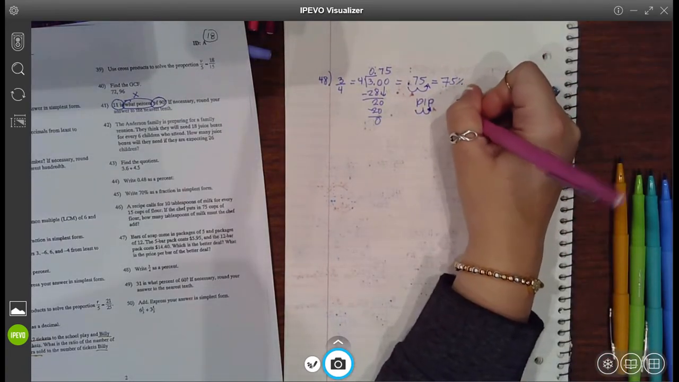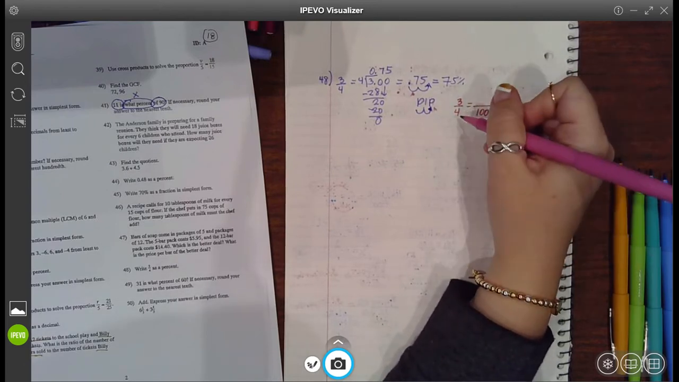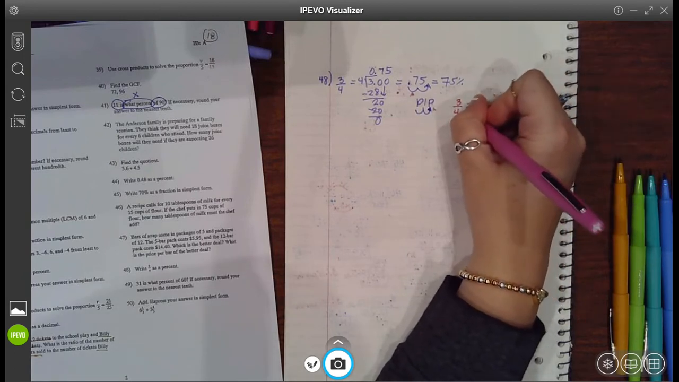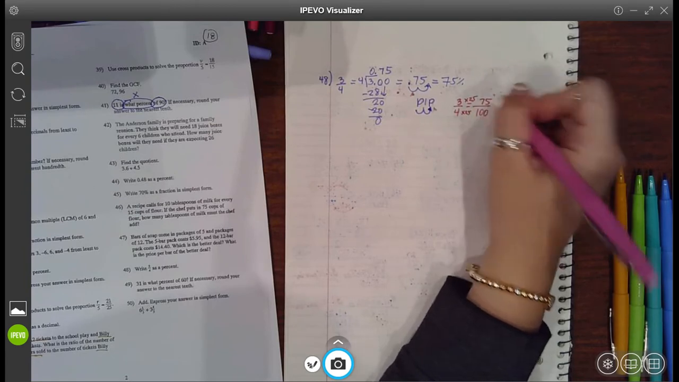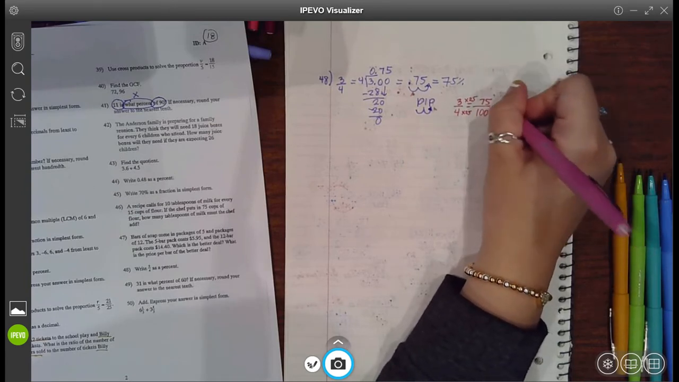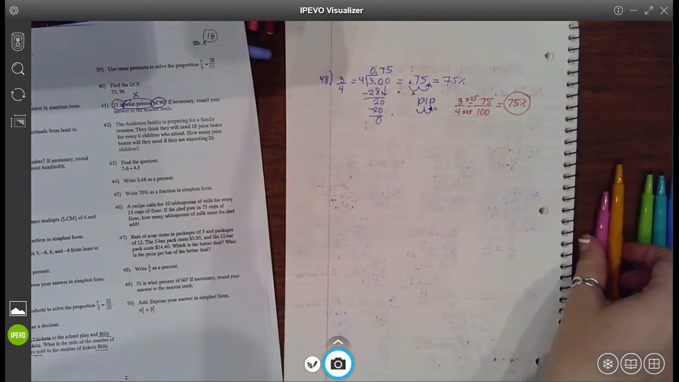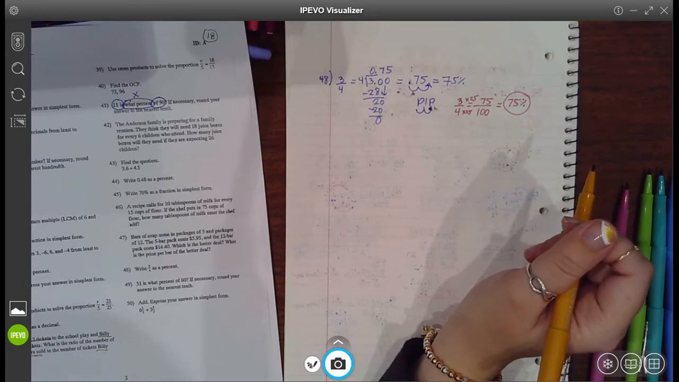Another way you could have done it is percent always means out of 100. So can you make this denominator become 100? Yeah, if you multiply it by 25. So do the same thing on top. 3 times 25 is 75. So 75 over 100 is 75%. Either way, as long as you got to 75%, you're good.